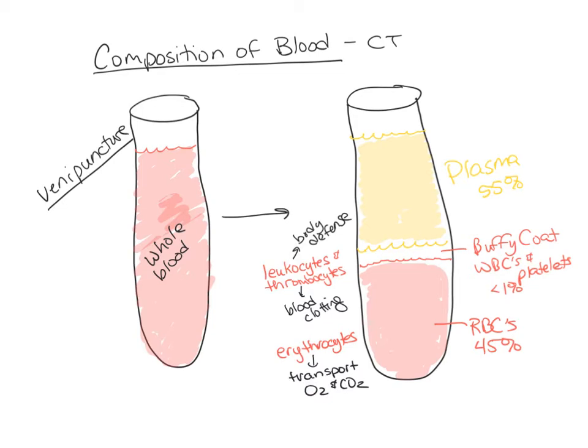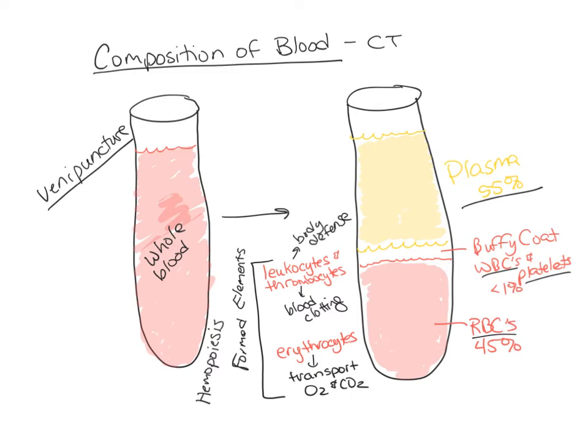So whole blood is made up of all of these components. It's made up of plasma, white blood cells, platelets, and red blood cells. We call the blood cells, the red blood cells and white blood cells, as well as platelets, the formed elements. These formed elements will be produced through a process that's called hemopoiesis, and we'll take a look at hemopoiesis as well. The stem cell, called a hemocytoblast, is a stem cell that can produce any one of these formed elements.